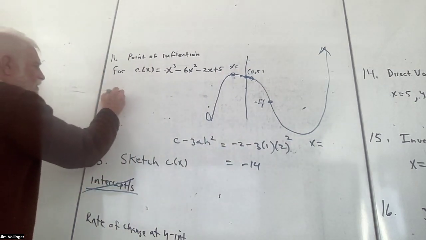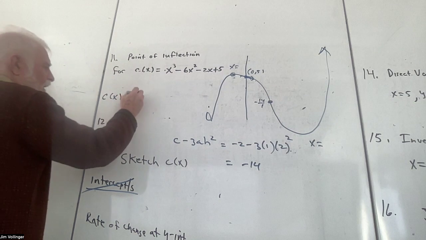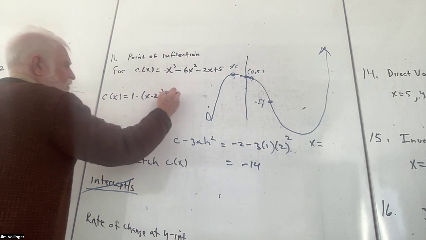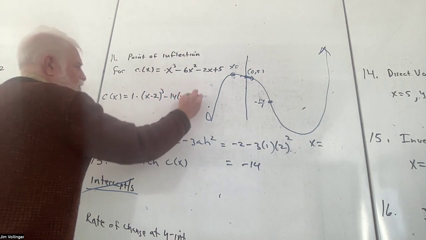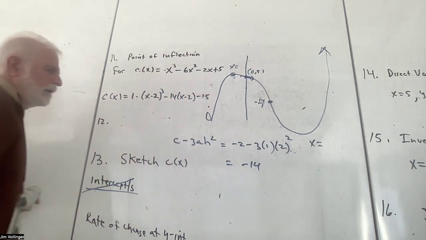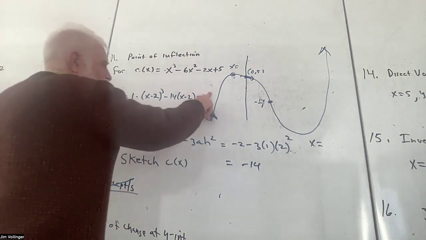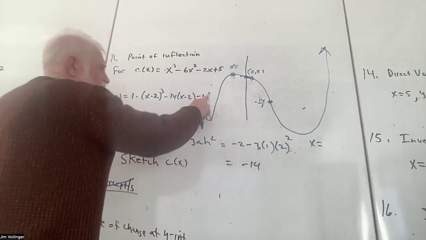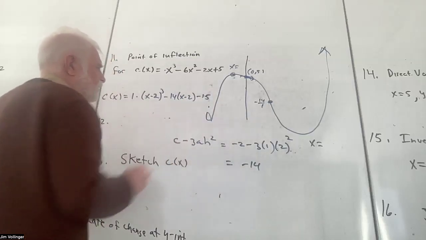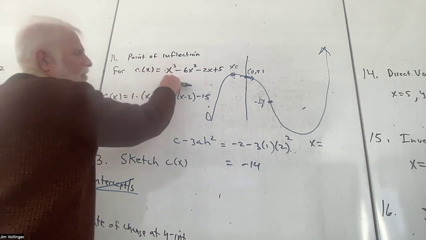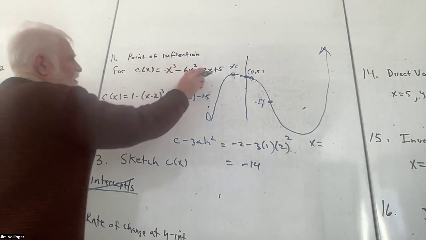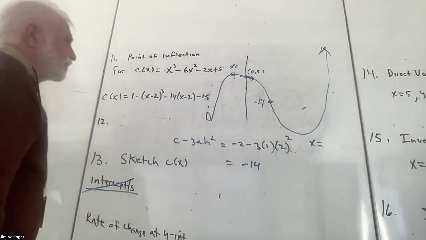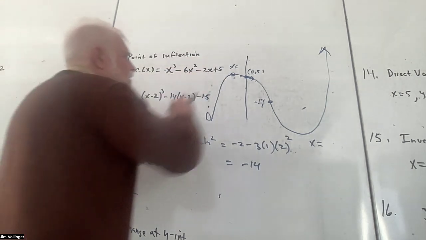So c of x equals 1 times (x minus 2) cubed minus 14 times (x minus 2) minus 15, I believe, is what... minus 14. I already forgot what that was. Minus 14. No, that was the rate of change. Point of inflection was minus 15, I believe. All right, so let me do it again. 2, 8, minus 16, minus 4, minus 20, plus 5, minus 15. Okay, I'm good.